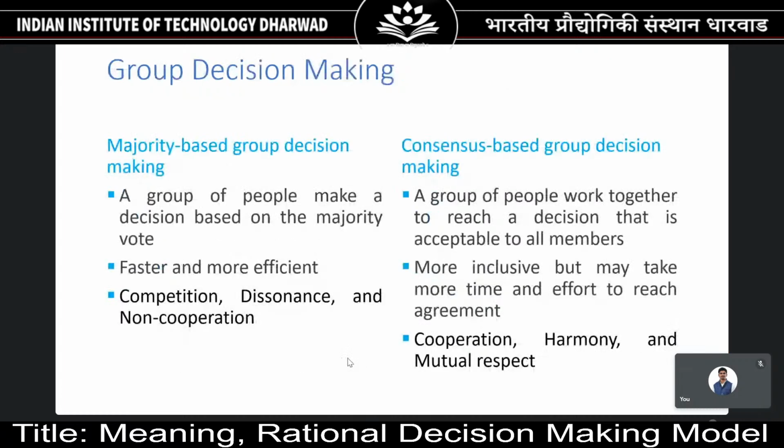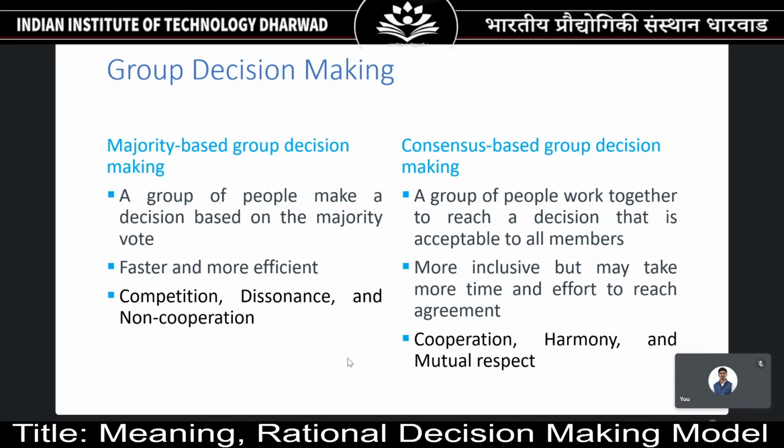So in the last part, when we discussed decision making in the Indian cricket team and the Balakot air strike, you see that group decision making happens, but group decision making is also classified into two categories. One is majority based group decision making, and another one is consensus based group decision making.